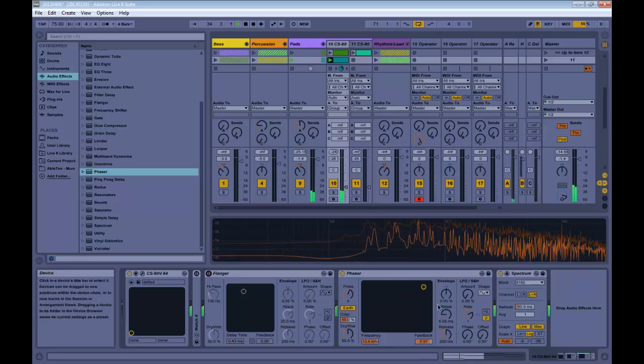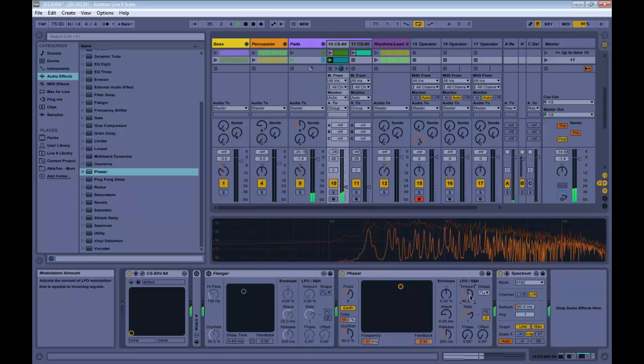I actually like the phaser a little better. It's a little subtler, and I don't know, it gives a really good feeling. I kind of like it.